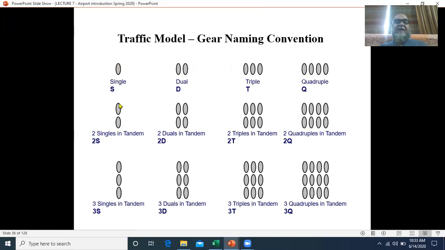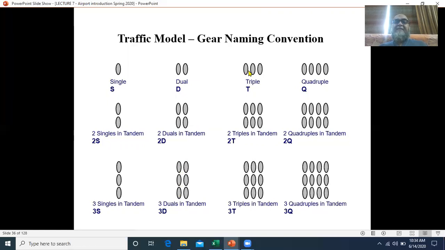Now, if single wheels are in one column, with one column and two rows, we call that two singles in tandem. If it has one column and three rows, then it is called three singles in tandem. Like dual, it has two columns and one row. This is called dual. Here we have two columns and two rows. We call this two duals in tandem. Then we have two columns and three rows. We call this three duals in tandem.